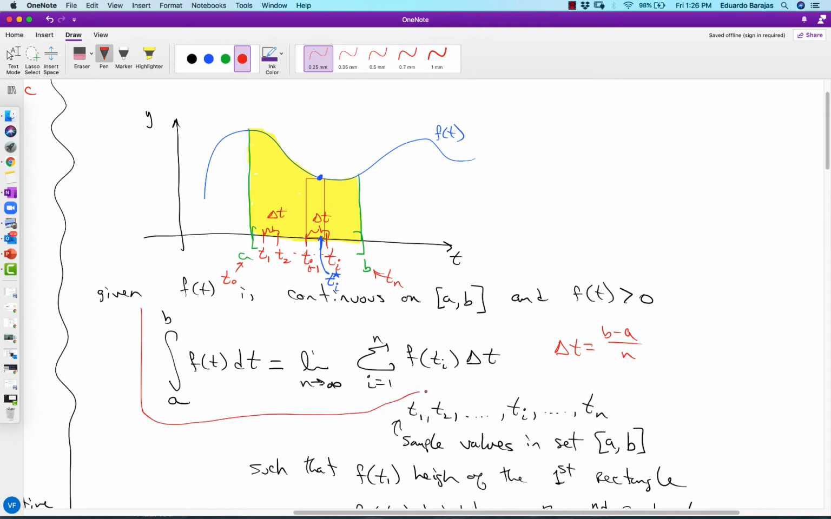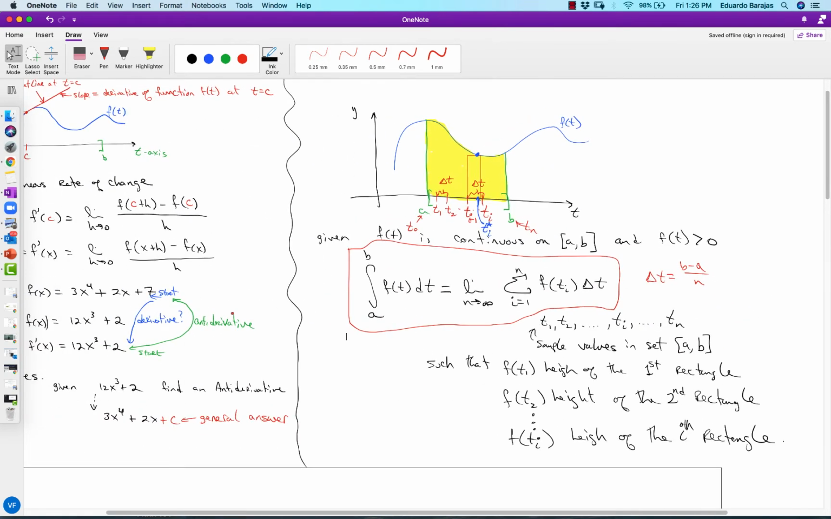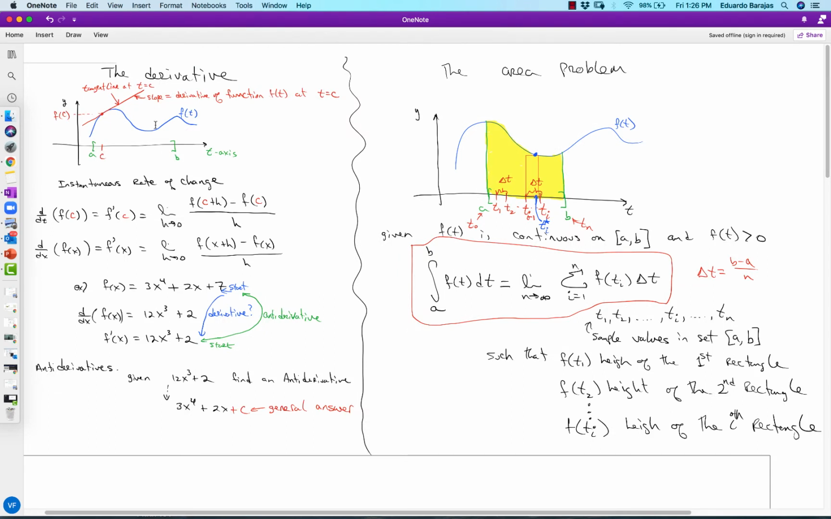Okay, so we have this area question, and seemingly it looks like it's very different from the question of derivatives. So we had the derivative problem, instantaneous rate of change. We defined derivatives using this sort of limit definition. We knew how to take derivatives using the limit definition. Then we found a bunch of shortcuts that helped us find derivatives quite easily. And then once we're happy finding derivatives, we thought about going in reverse and finding antiderivatives. So we're all pretty happy with derivatives.